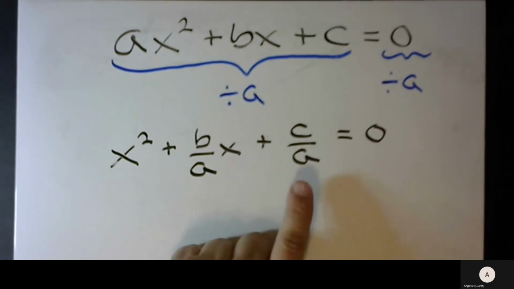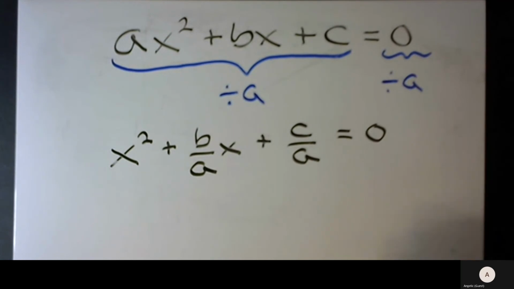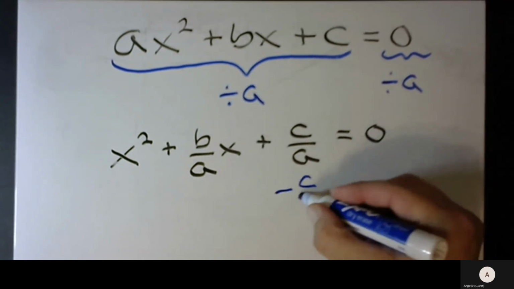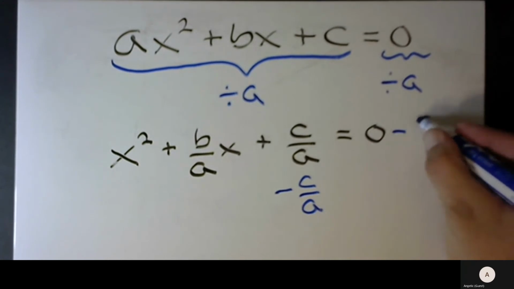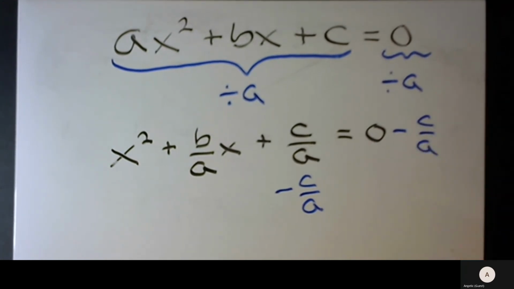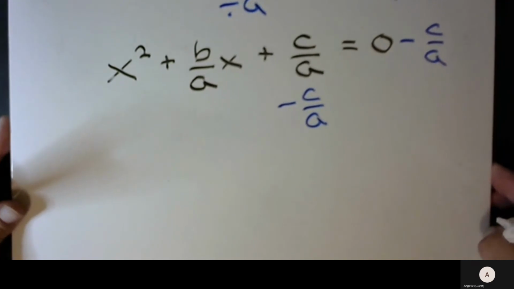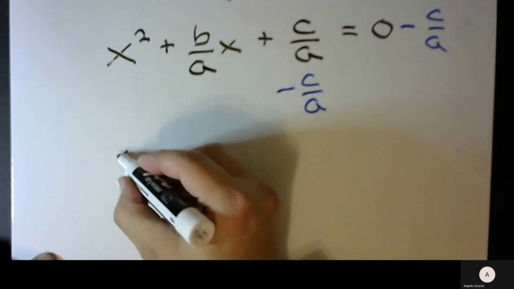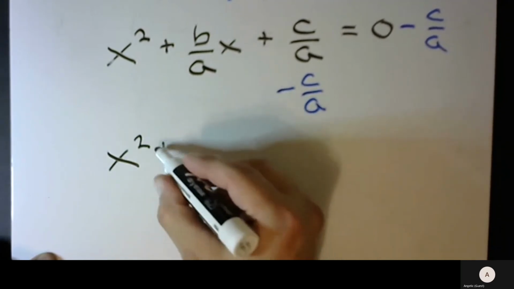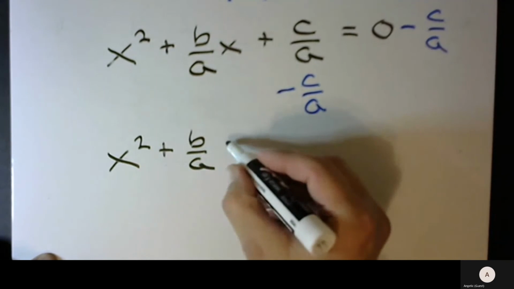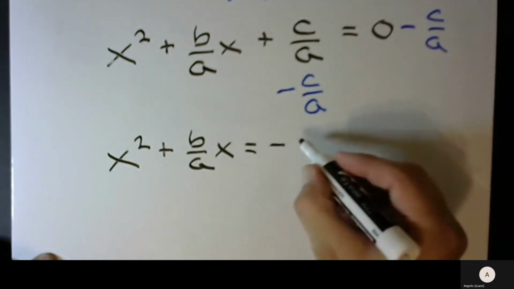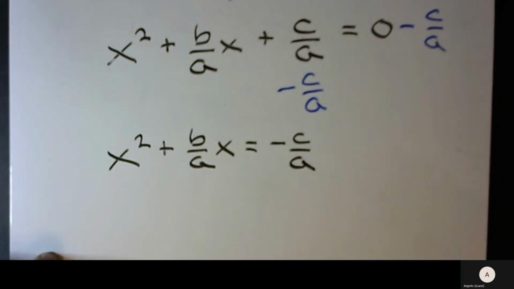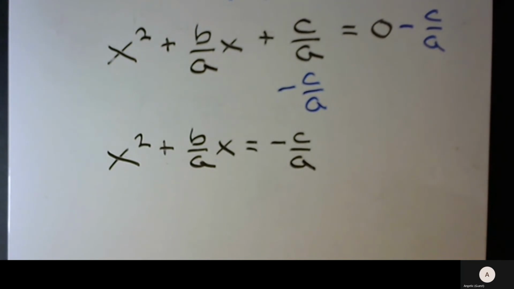Now what we're going to do, we're going to subtract c over a. We'll subtract that from both sides. And when we do that, if I'm going too fast in any of this, let me know. We're going to get something like this.